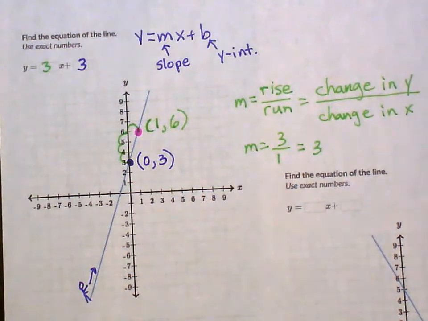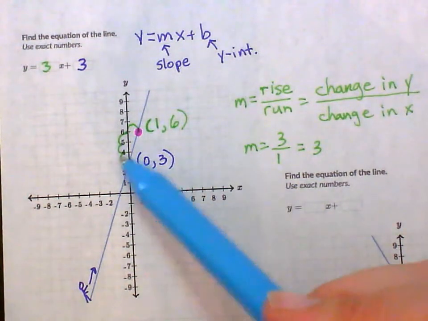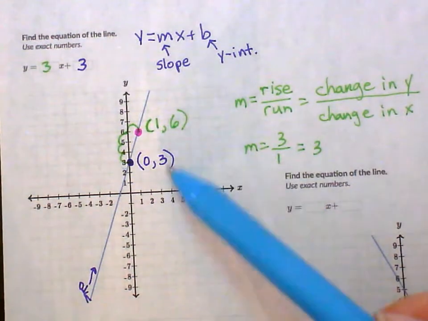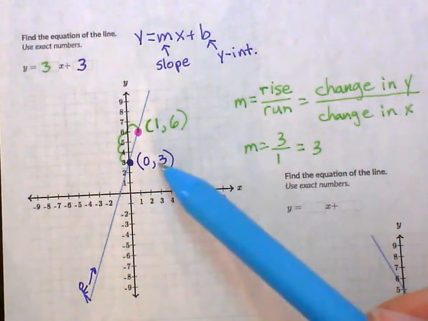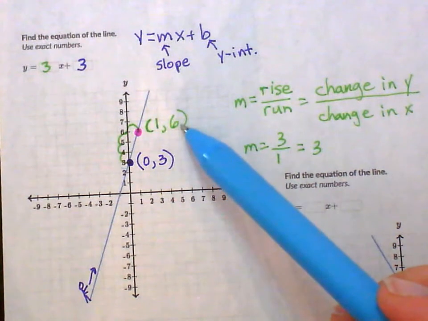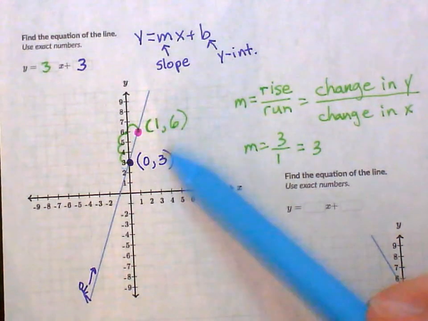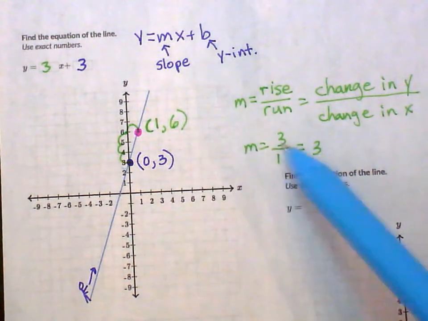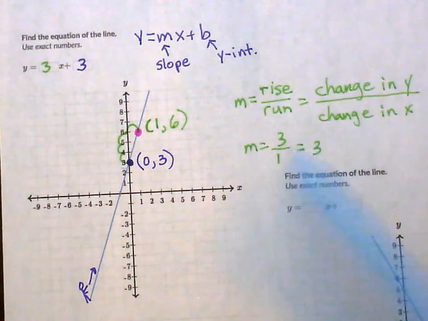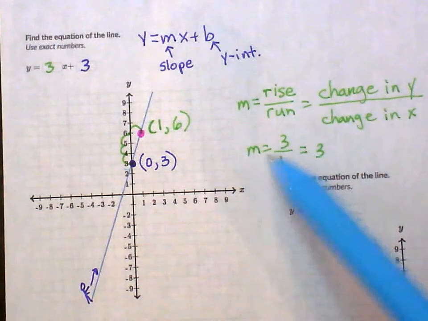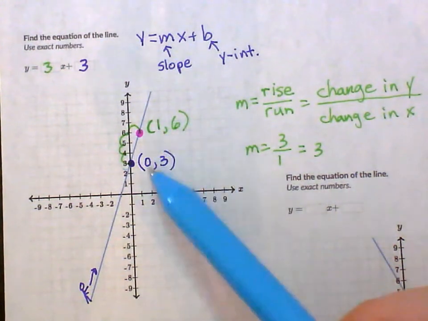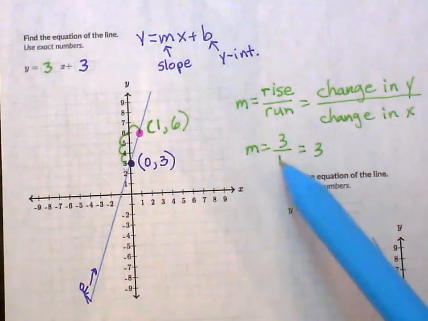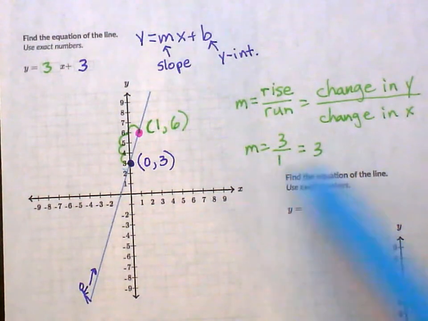Another way you can do it, if you don't like doing it that way, you just make mistakes. Look at it, change in y. So let's say we're going to start with the dark purple one. To go from 3 to 6, we had to increase by 3. Increase, so positive 3. Over, change in x. To go from 0 to 1, we had to increase by 1. 3 over 1 equals 3.